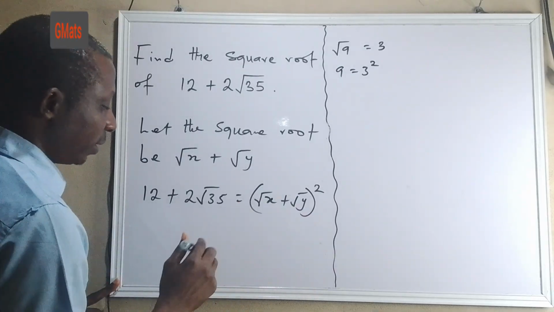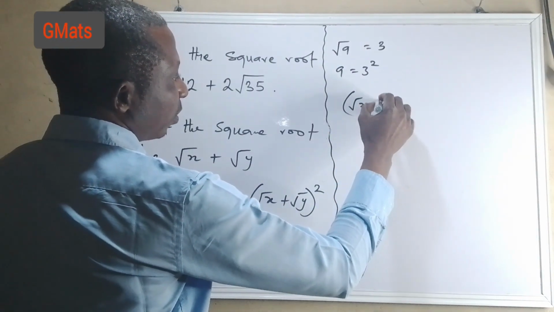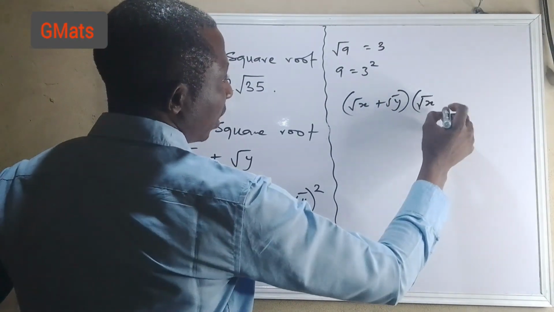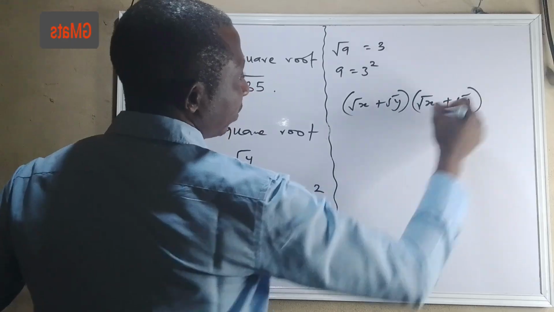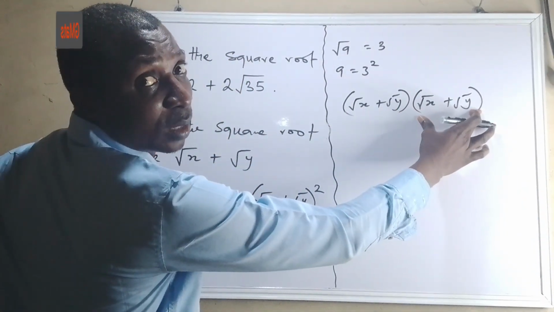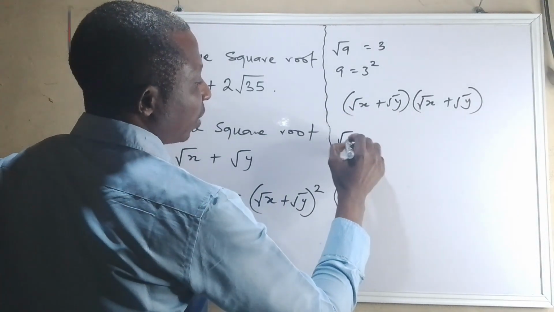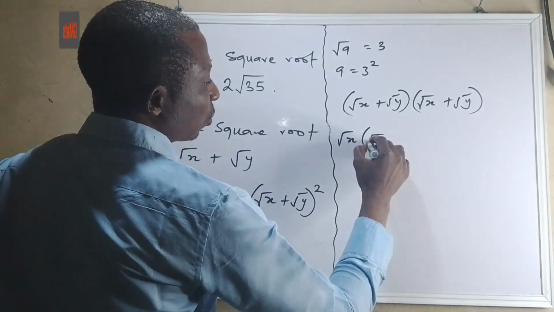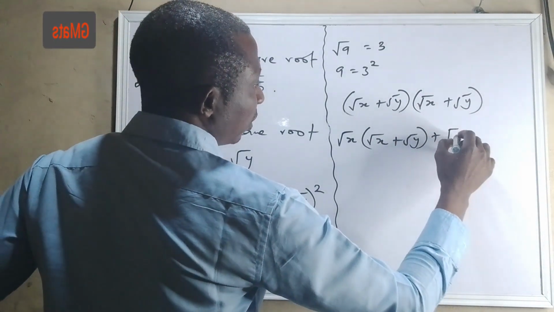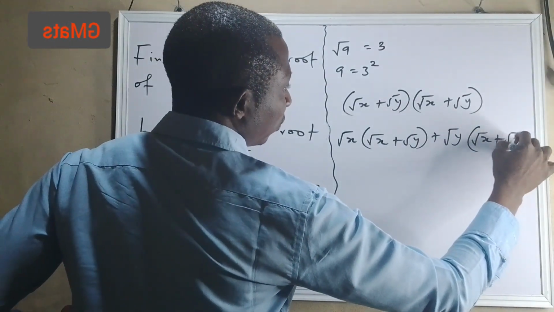So how do we expand this? Square root of x plus square root of y times square root of x plus square root of y. Now you pick this and use it to multiply what we have in the bracket here. The same thing with square root of y. So we have square root of x times square root of x plus square root of y, plus square root of y times square root of x plus square root of y.